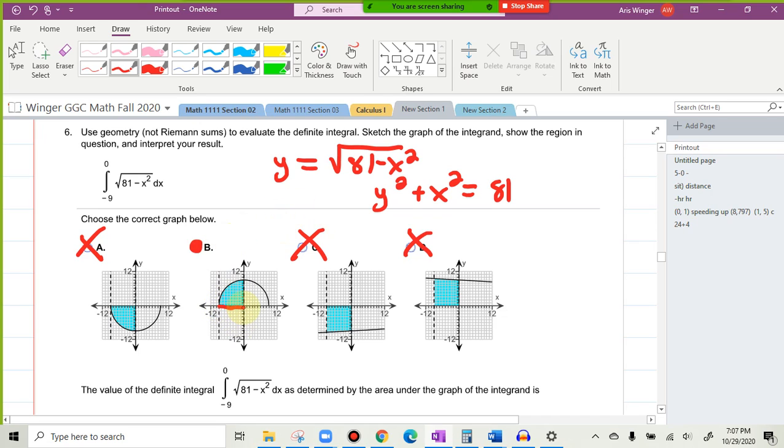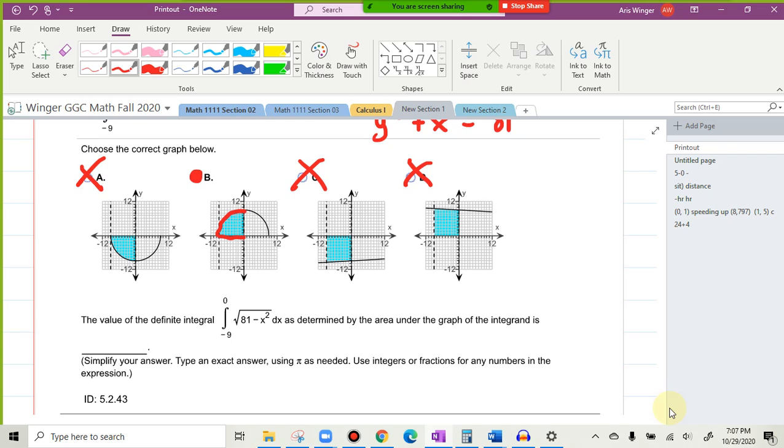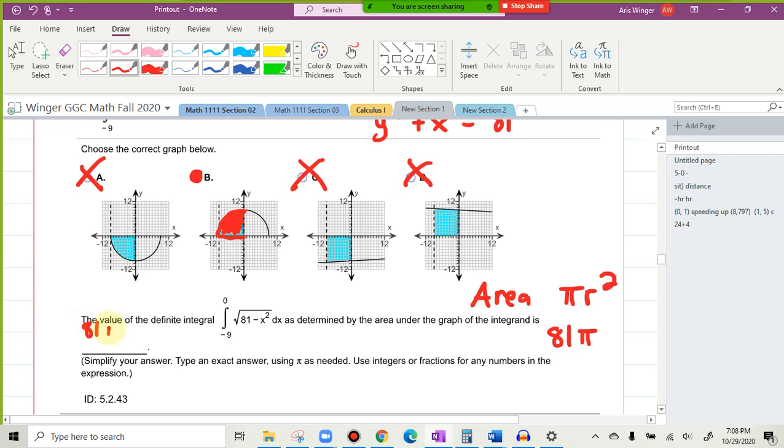From -9 to 0 of the positive square root, that's part of a circle of radius 9. So the area of the entire circle is pi r squared. The area of the whole thing is 81 pi. And of course, I want the area of this quarter of it, 81 pi over 4.